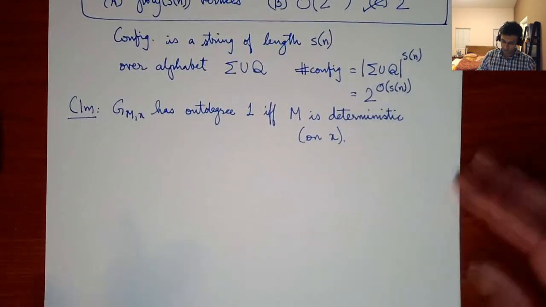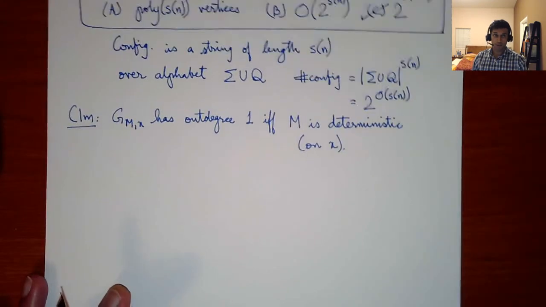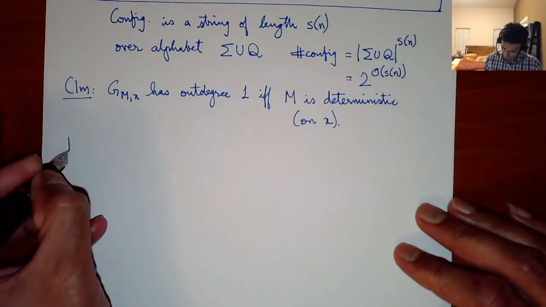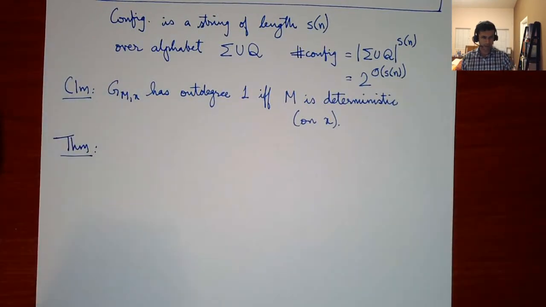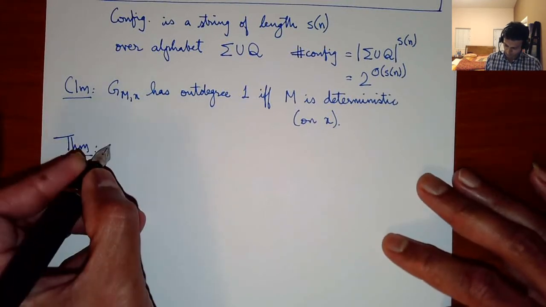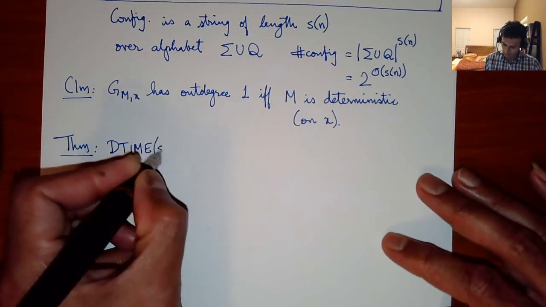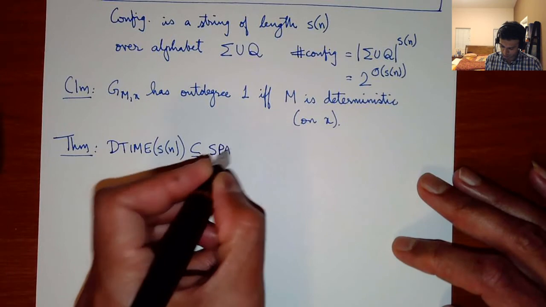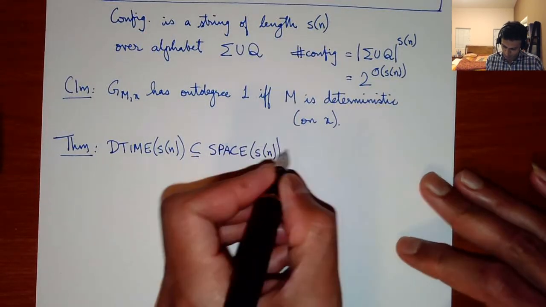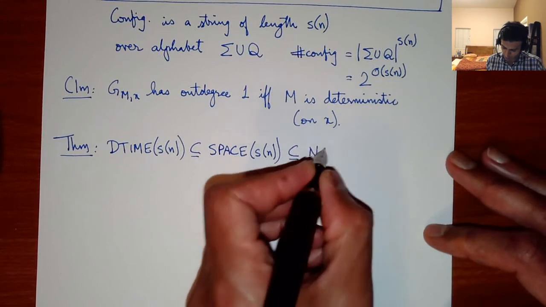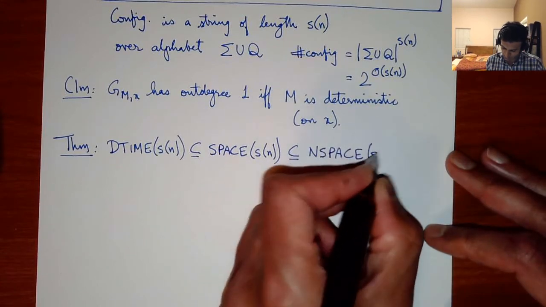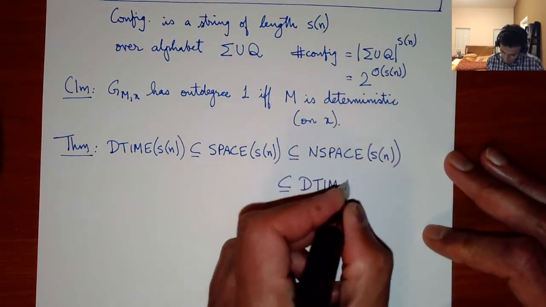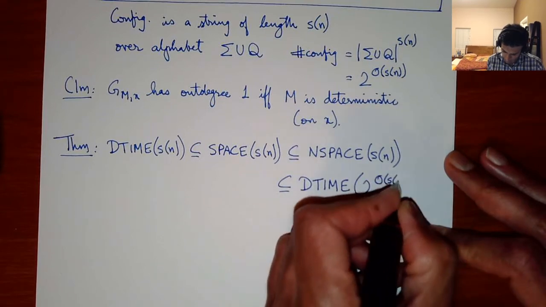And I'm now going to prove a short but very useful theorem that will tell us how to relate space and time. So I'm going to club everything together. I'll say DTIME of S of n is a subset of SPACE S of n, which is a subset of non-deterministic space S of n, which is a subset of DTIME 2 to the O of S of n.